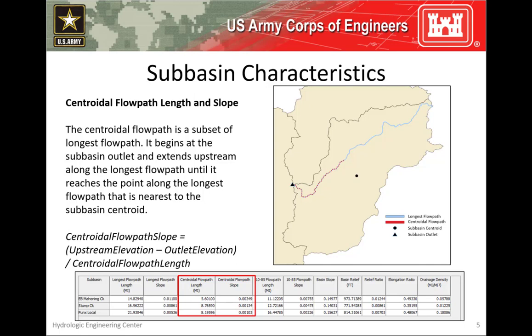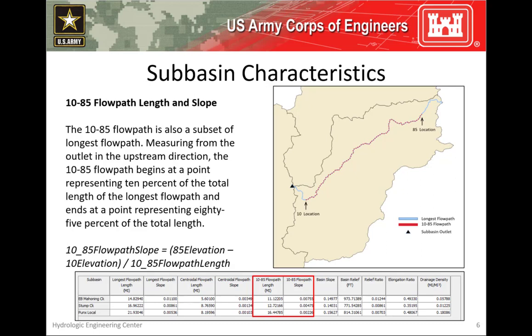All right, let's talk about centroidal flow path. Centroidal flow path, as you can see in the image here, is shown in red, and then longest flow path is shown in blue. The upstream end of centroidal flow path starts at the point nearest the subbasin centroid and then traverses all the way down to the subbasin outlet. The centroidal flow path slope is simply the elevation difference from the most upstream point and downstream point divided by the length of the centroidal flow path.